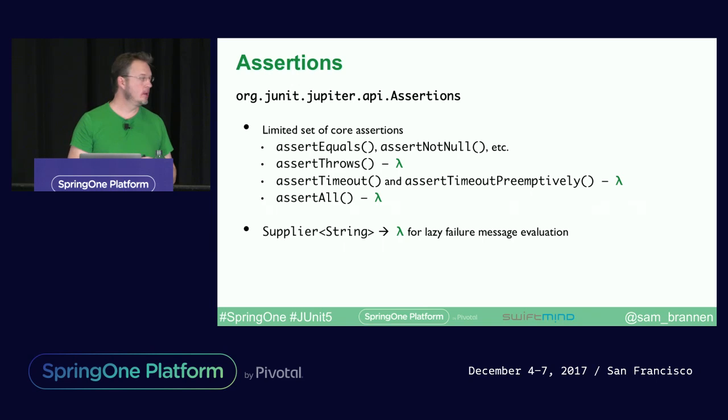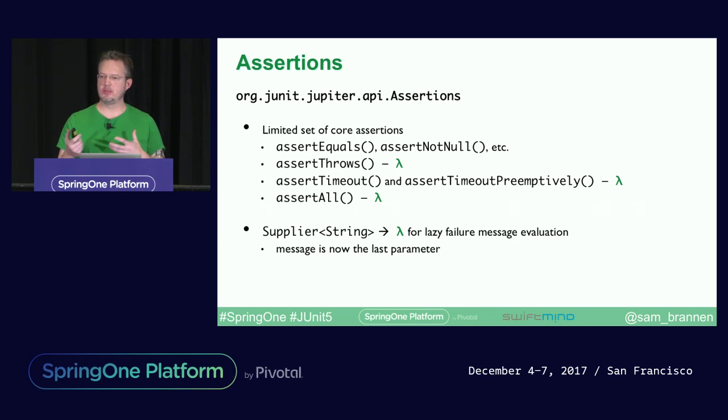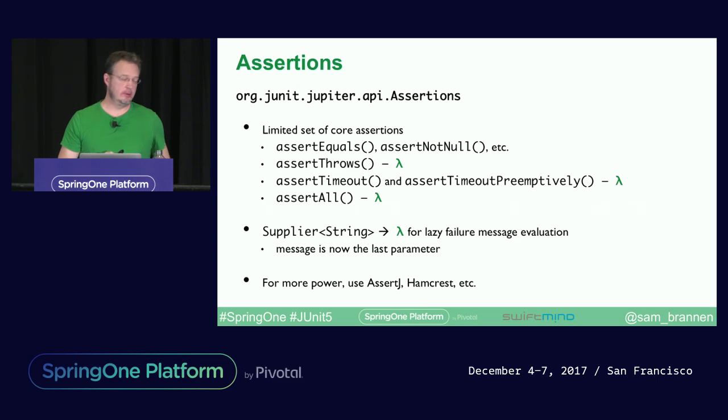We also support suppliers of string for messages, so lazy evaluation of the messages, right? If you have messages that are being concatenated or built up with extra information, you don't want to slow down your tests with that, so just supply them via a supplier lambda expression. And the message is now the last parameter because it's typically optional, but that might be a gotcha for some people.